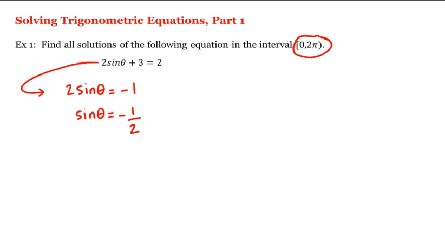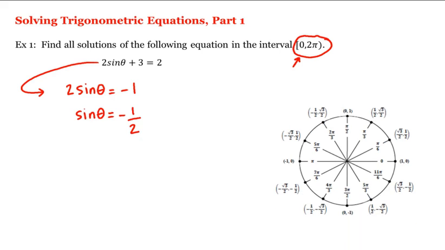So we need to find all angles theta in this interval here, 0 to 2 pi, that have sine equal to -1/2. Well, let's recall our unit circle. Remember that the sine is the y-coordinate of the point of intersection of the terminal side of the angle and the unit circle. So looking down here in quadrant 3, we see that the y-coordinate of this point is -1/2, which corresponds to the angle of 7 pi divided by 6.